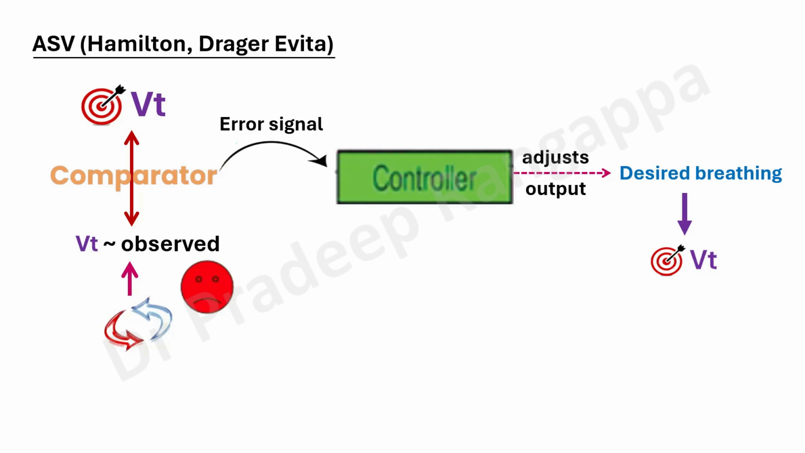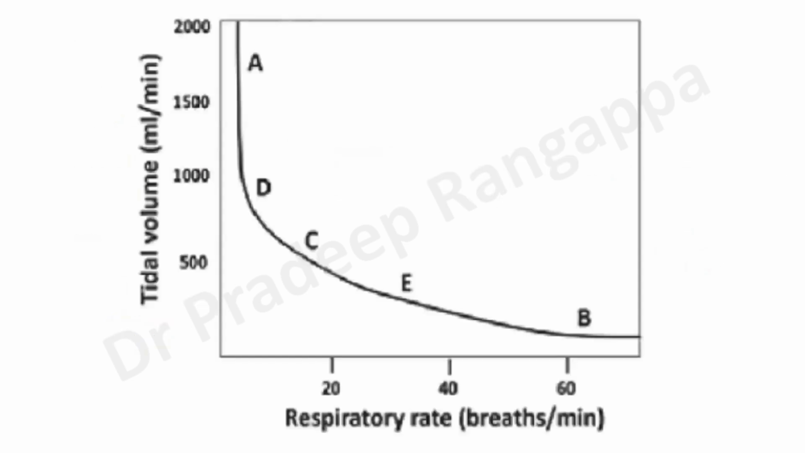If there is a deficit, that deficit is compensated by adjusting maybe the respiratory rate or by other mechanisms, and it attains the target tidal volume so that your goal of minute ventilation that you have set is achieved. So that's what it is doing.